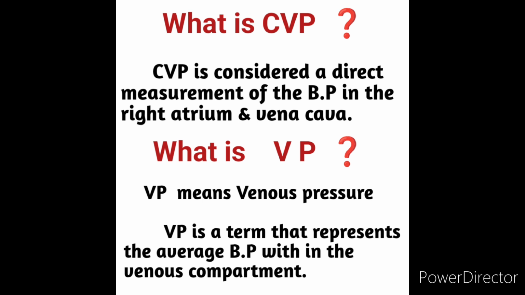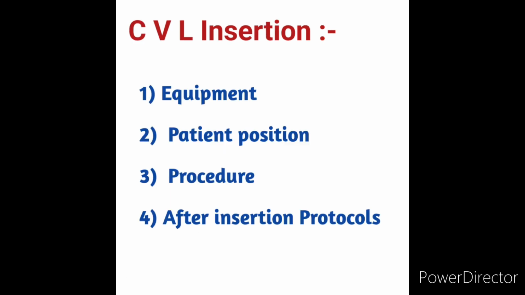So the CVP is described as the pressure in the thoracic vena cava near the right atrium. This is called CVP. CVP means the pressure in the thoracic vena cava near the right atrium. Next we will see CVL insertion. CVL here means central venous line.